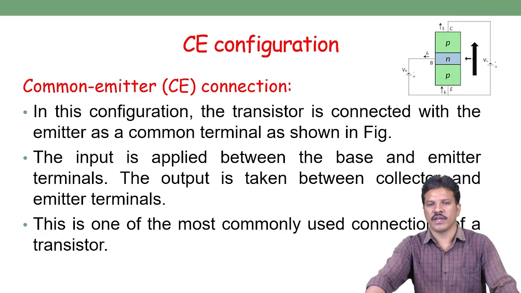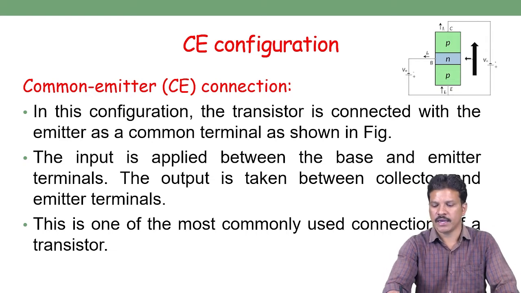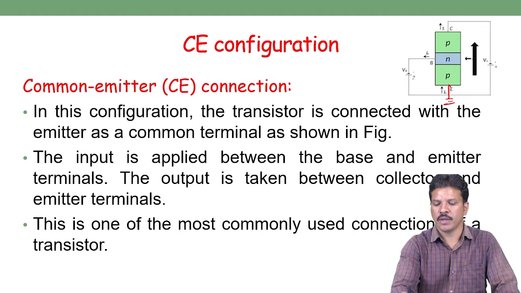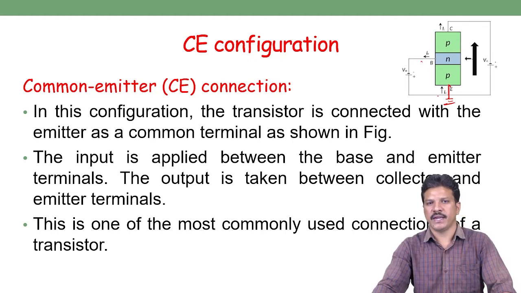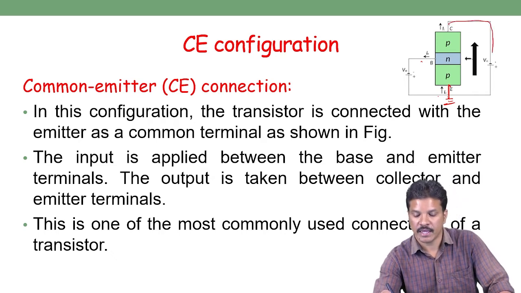What is common emitter configuration? When a transistor is connected such that the emitter terminal is connected to ground, the base terminal is connected to input, and the collector terminal is connected to output, then the transistor is said to be in common emitter configuration. So the emitter is the common terminal for both input and output. In this connection, the input is applied between base and emitter terminal, with the emitter terminal connected to ground. The output is taken between collector and emitter terminal.